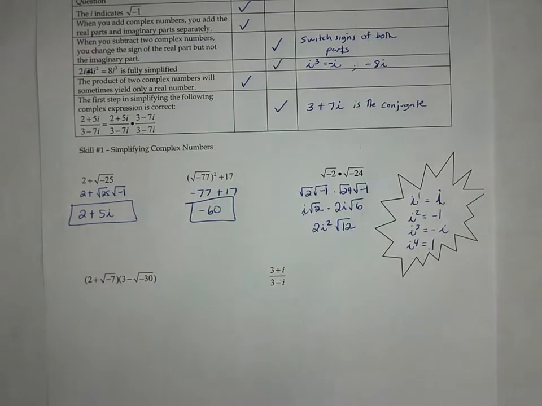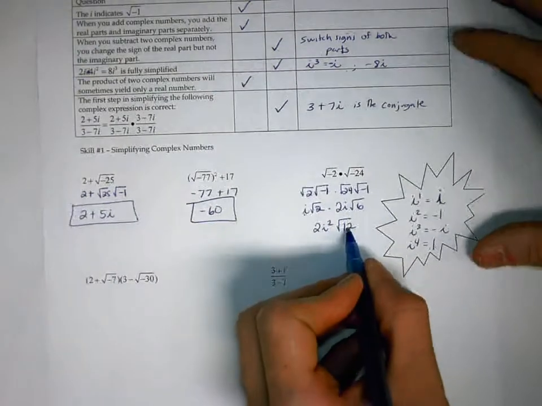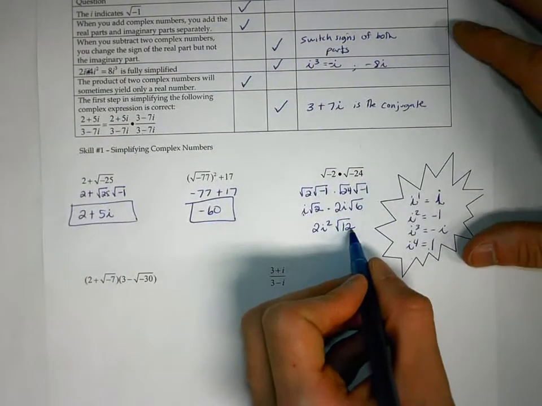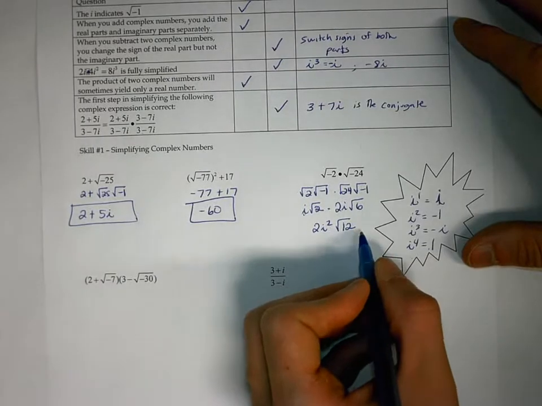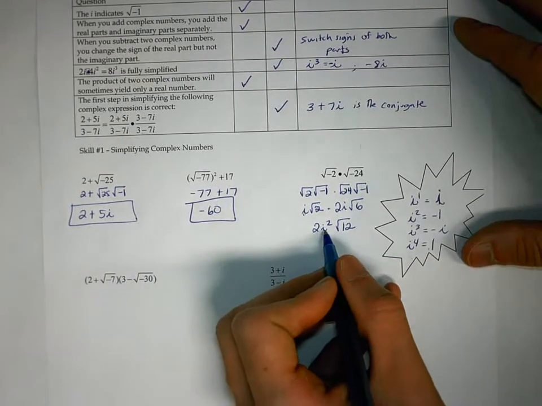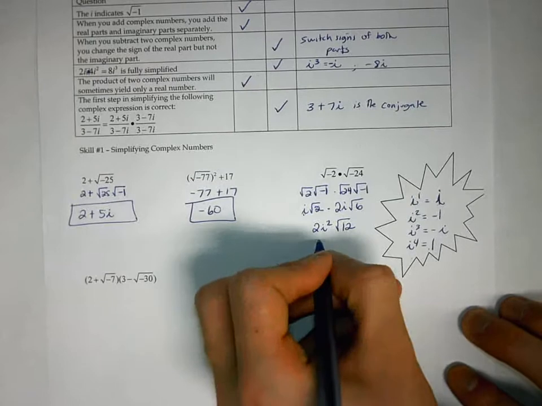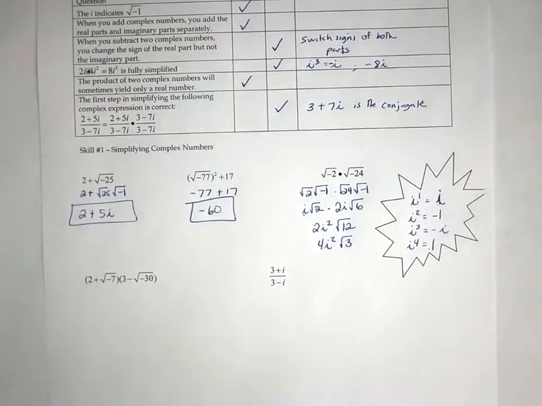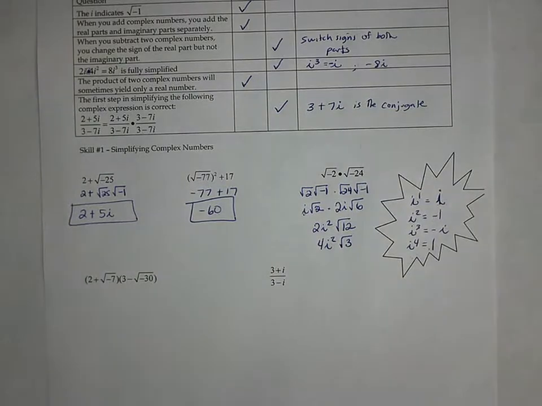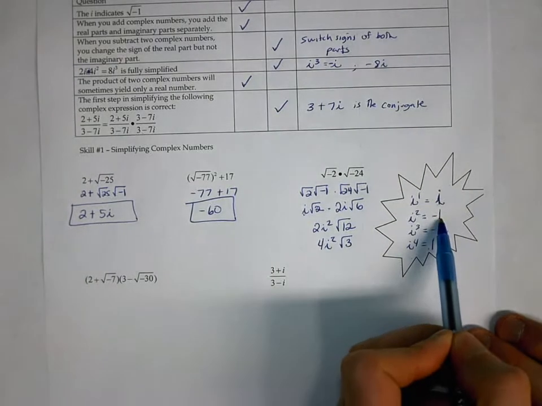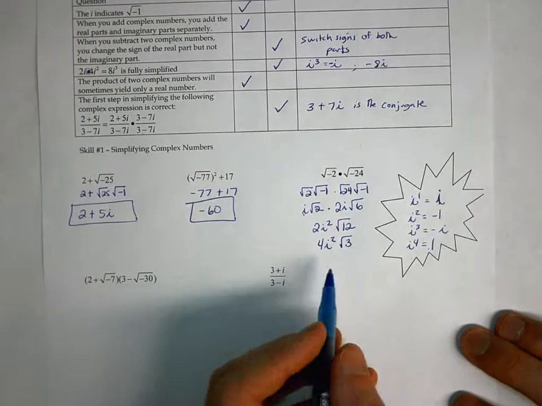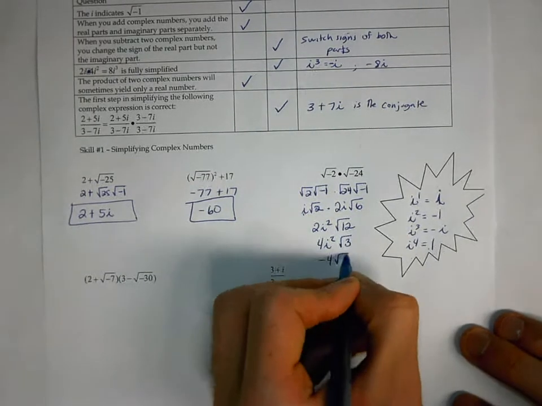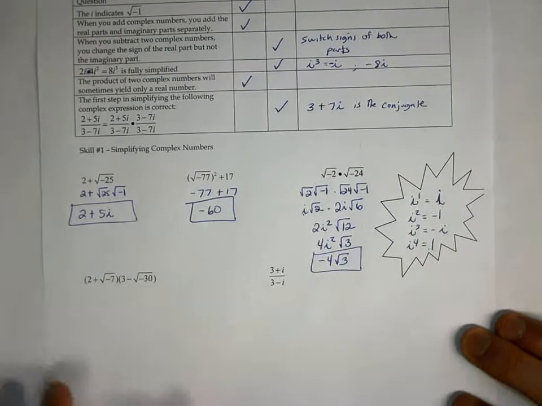This we can continue to simplify a little bit more. The square root of 12 simplifies down to 2 square root of 3. So if I have 2 square root of 3 times 2i squared, I've got 4i squared square root of 3. And then the final piece, we know that i squared is equal to negative 1. So this is really a negative 1 times 4, which is negative 4 square root of 3.